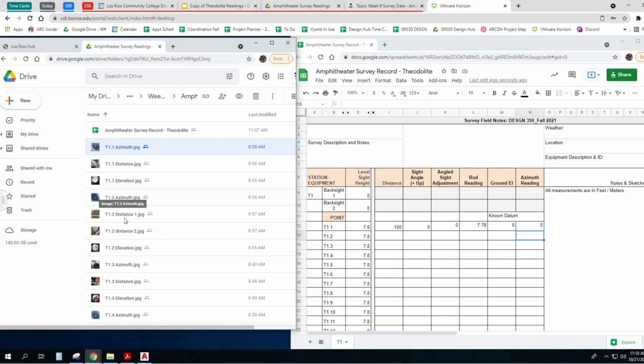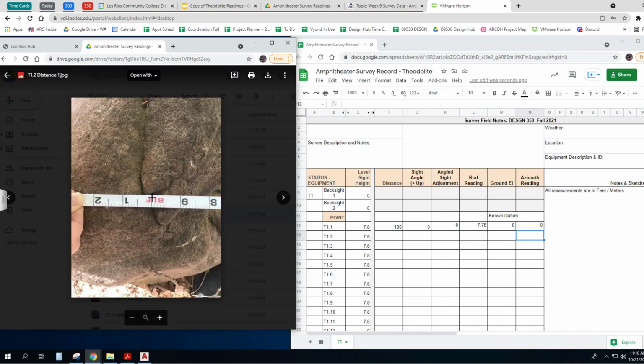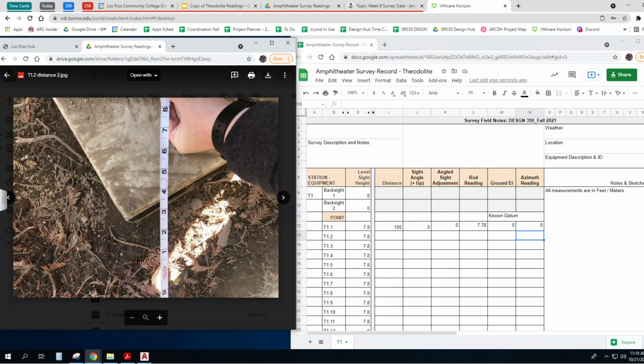Let me look at my T1.2. My distance, I actually have to add 2 together. It was longer away than I could get. So it was 81 feet plus 52.6. This is where my rod was sitting. Equals 81 plus 52.6.